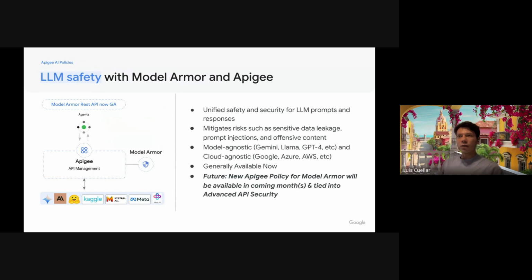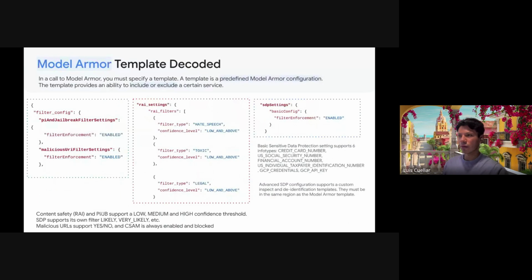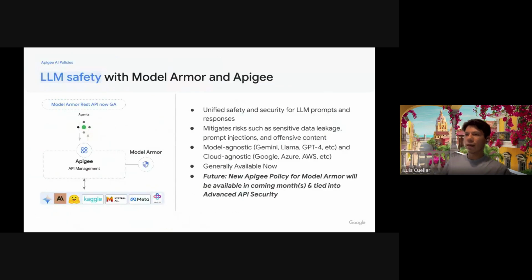Okay, the second fancy template that we are having here is going to be the Model Armor template. What we are going to do here is make the request to Apigee. Apigee, with the policy, is going to call Model Armor.